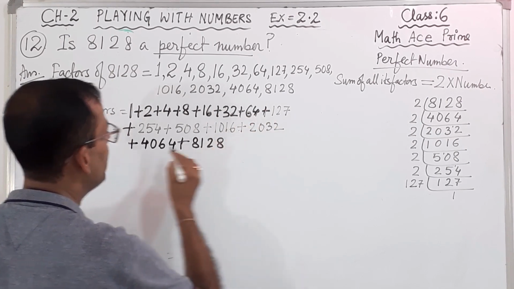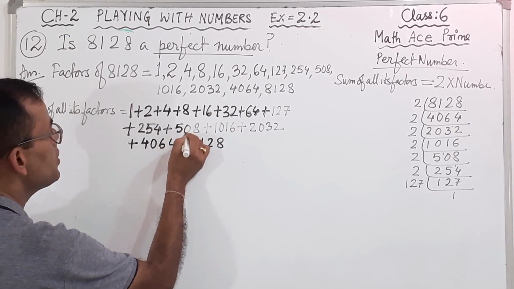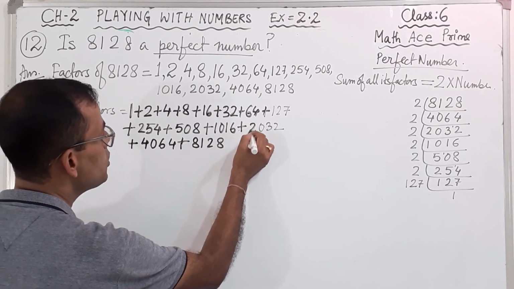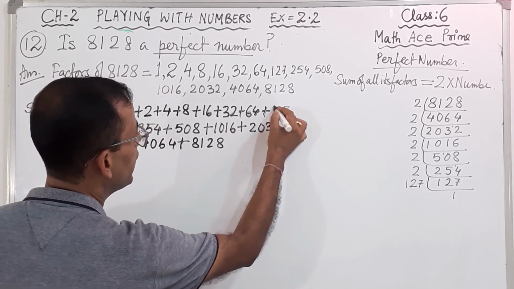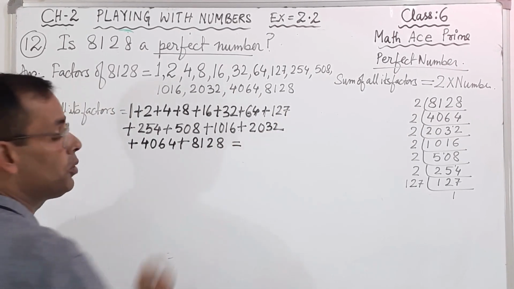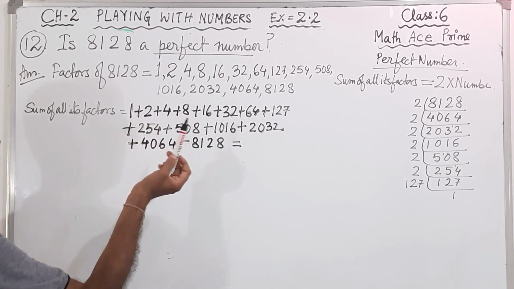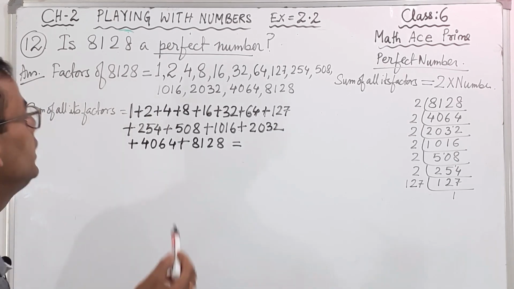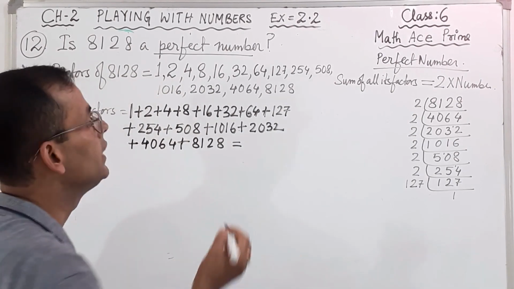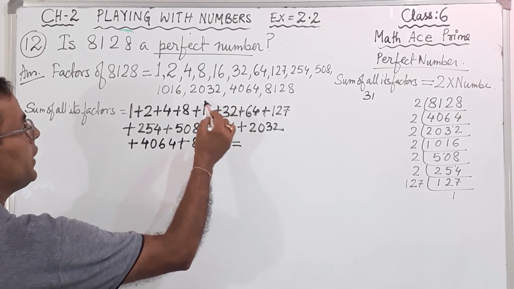So I have added these: 254 plus 508 plus 1016 plus 2032 and here 127. Now how much is this coming to? That we have to see. Then we have to add this one. So 1 plus 2, 3, 3 plus 4, 7, 7 plus 8, 15, 15 plus 16, how much? 31. So up to this much we have done.